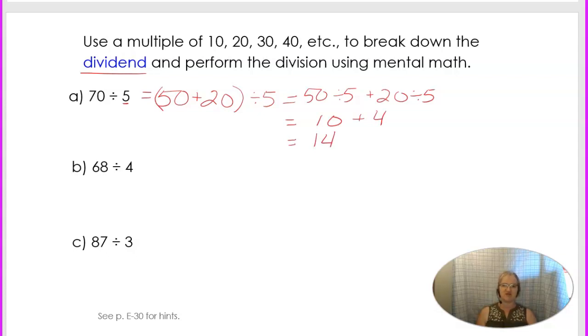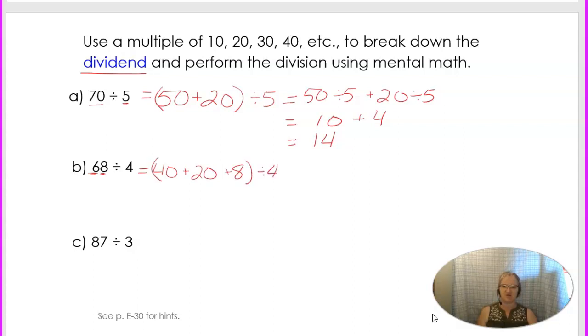If you counted by 5s 14 times, you would reach 70. Let's look at this one, 68 divided by 4. Well, we know we can do 6 divided by 4, but how about 60 divided by 4? Can we do that one? Maybe we can break that down. Instead of 60, what if we said 40? 40 plus what would be 60? 20. And we can't forget the 8 in there too.